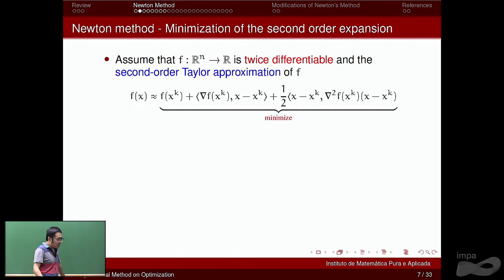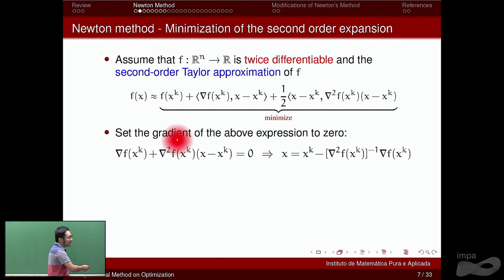We just mentioned the first order method can be regarded as minimization of the first order approximation. If we assume here f is twice differentiable, then we can have the second order Taylor approximation of f. We have one more term, a square term related to the Hessian matrix. So what we want to do is minimize this second order approximation. We regard the right hand side of this approximation as a function of x, then we minimize it.